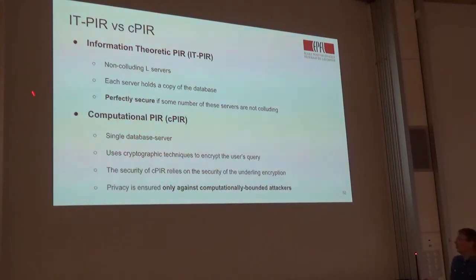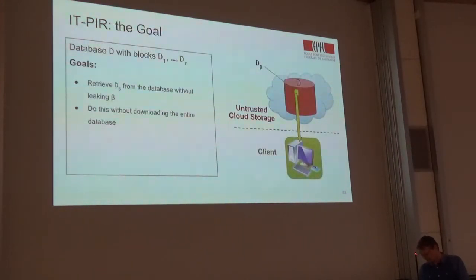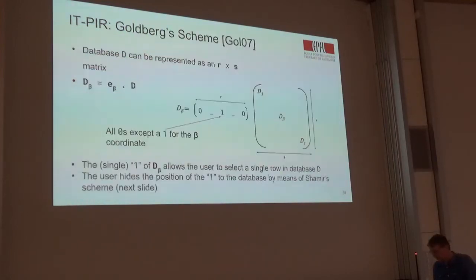And in the computational PIR, you can get away with a single database server, and you can use homomorphic cryptographic techniques to have your privacy, and in fact, it's a very nice system. So for the information theoretic PIR, you have your database here. You have this one pixel that you want to download. So this is the notebook, that film that you don't want people to know, and you want to do it without downloading the entire database.